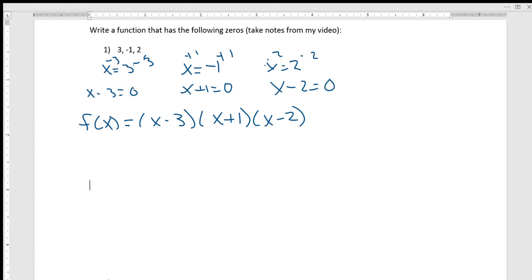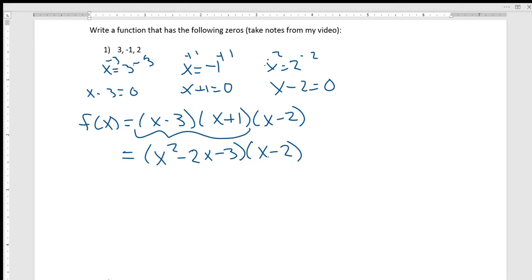So we started with the zeros. We use the zeros to build the factors, and now we're going to use the factors to build the polynomial. So we will multiply the first two binomials, and that will give us x squared minus 2x minus 3. Take your time foiling that out, but when you're done distributing or using the FOIL method, you should get x squared minus 2x minus 3. And then just for time and space, I'm going a little quicker here. All right, now we'll distribute.